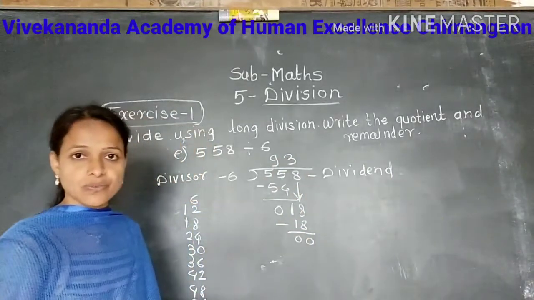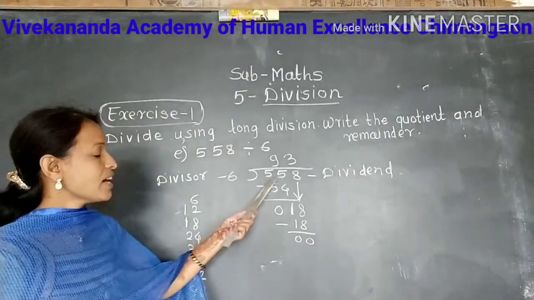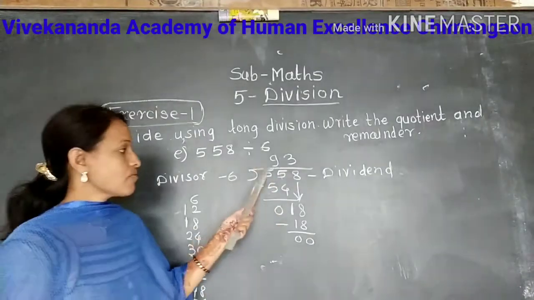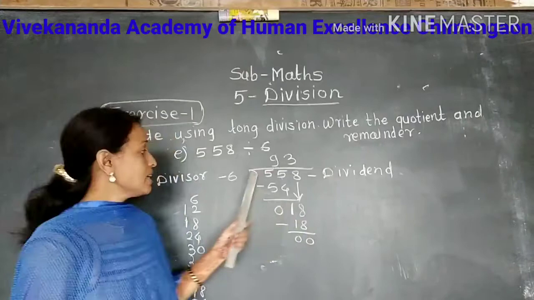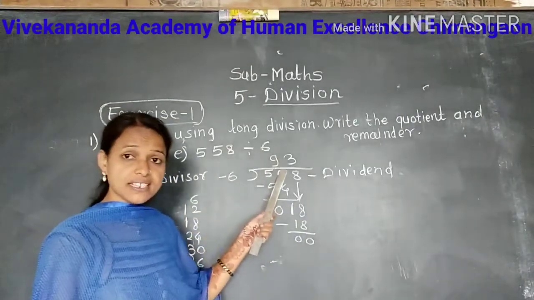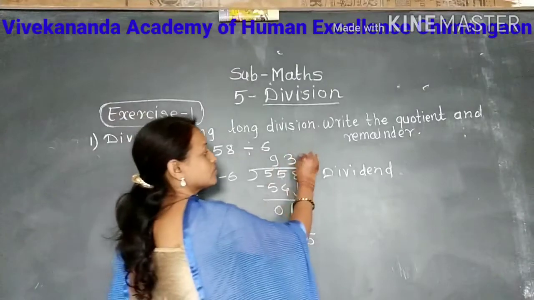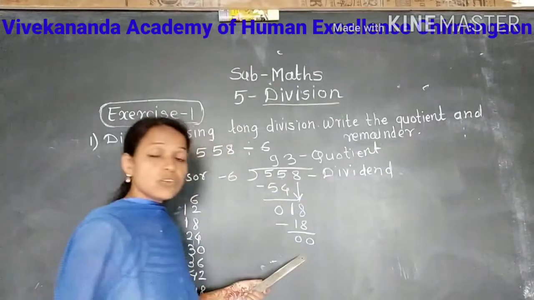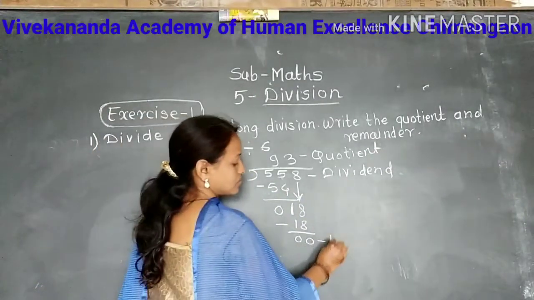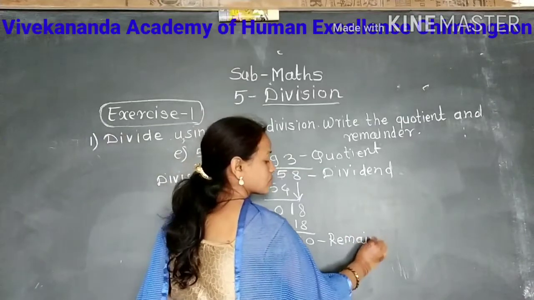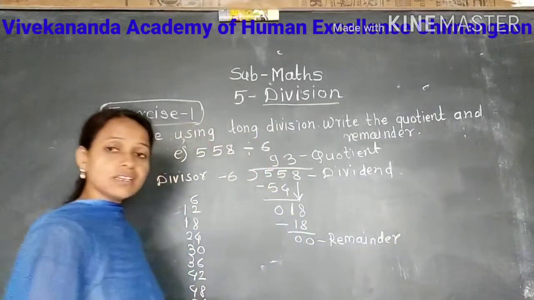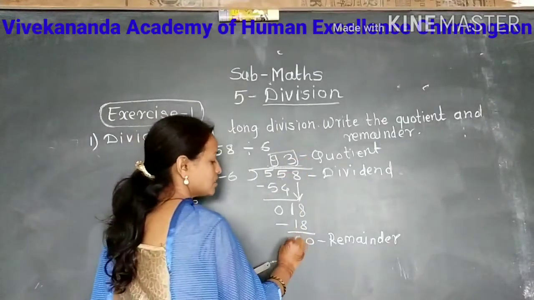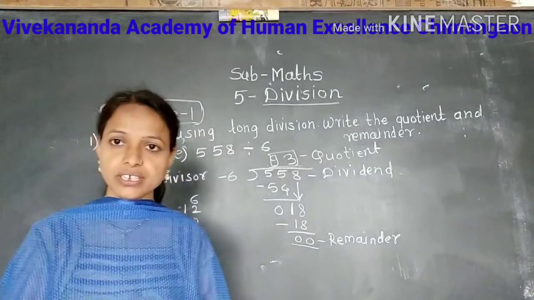1 minus 1, 0. In this way we solve 558 by 6, where 558 is the dividend and 6 is the divisor. We get the answer 93. 93 is the quotient, and the leftover number is 0. So 0 is the remainder. In this way, we get quotient 93 and remainder 0.